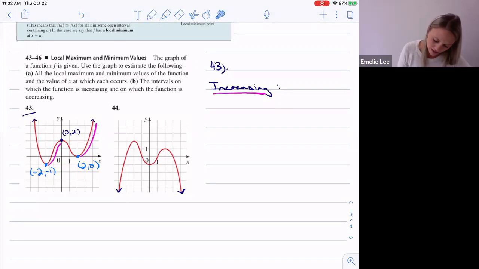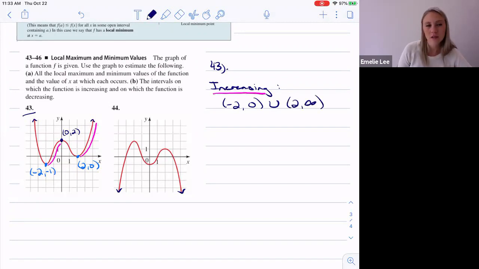So it's increasing from x equals -2 to 0, but then it picks back up from x equals 2 to positive infinity. Of course, it's going to be decreasing on the opposite interval. I find that very hard to deal with, so I find it easier to just look here and say, okay, well, it's decreasing from negative infinity to negative 2, and then from 0 to positive 2.